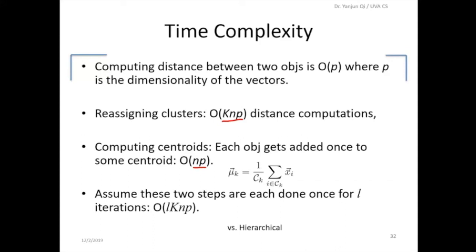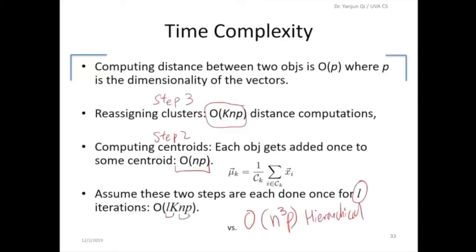But there's a good thing. Let's compare this to hierarchical clustering. If you remember, hierarchical clustering is N cubed P. Let's look at this number: N cubed versus L K N. Because they both have an N, it cancels out. And then really the comparison is N quadratic versus LK.